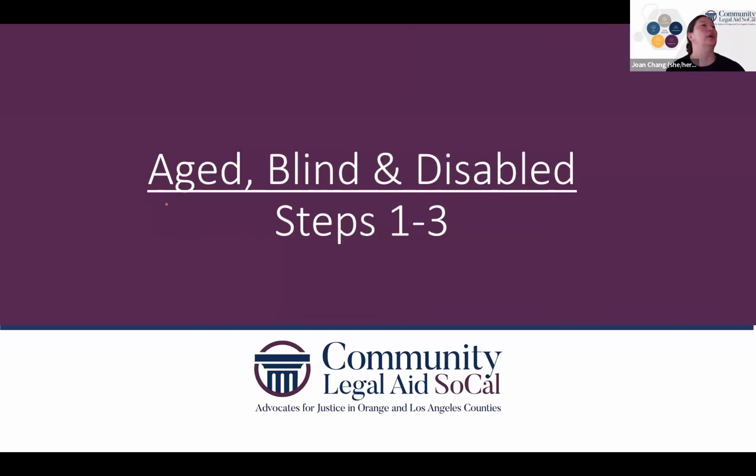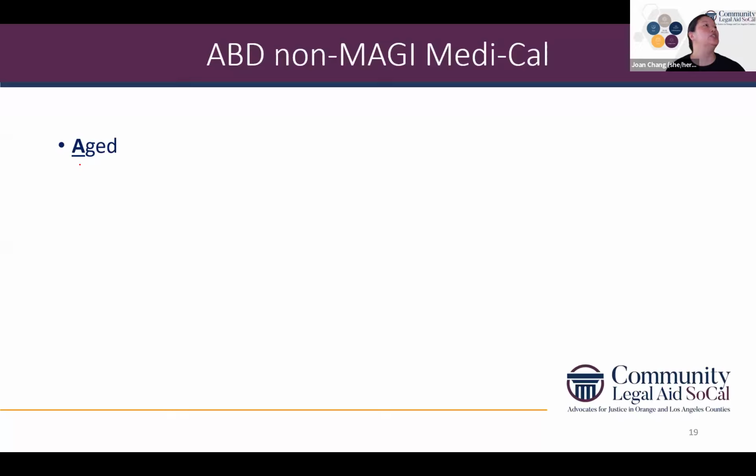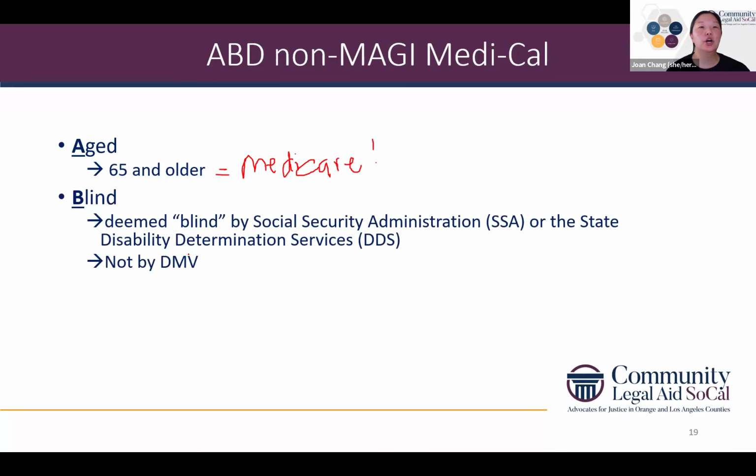Okay, so we're going to talk about age, blind, and disabled. A is aged, so that means you're 65 and older. The reason why that's important is because typically if you've paid into the Medicare system and you have enough Medicare work credits, that's when you're eligible for Medicare. Blind, we're not talking about the DMV or your optometrist just filling out a form that says you're blind. It's a legal definition defined by Social Security as to what that definition of blind is. So just keep that in mind. It's defined and actually determined by either Social Security or a state agency called the Disability Determination Services that also can make that decision and that determination for you.